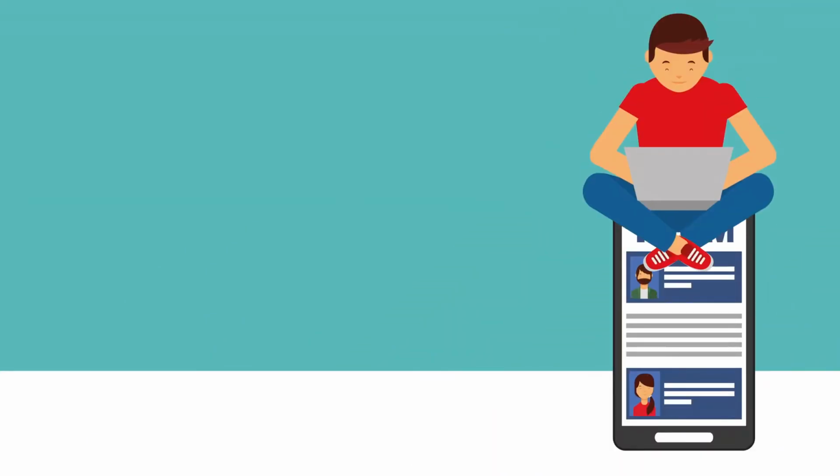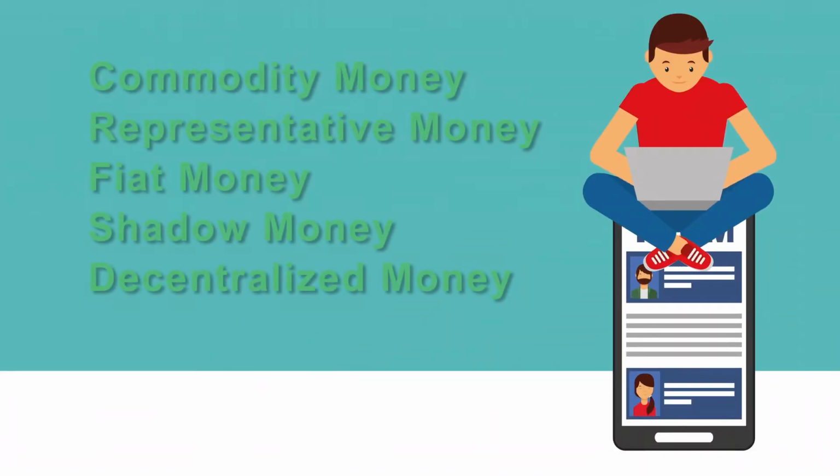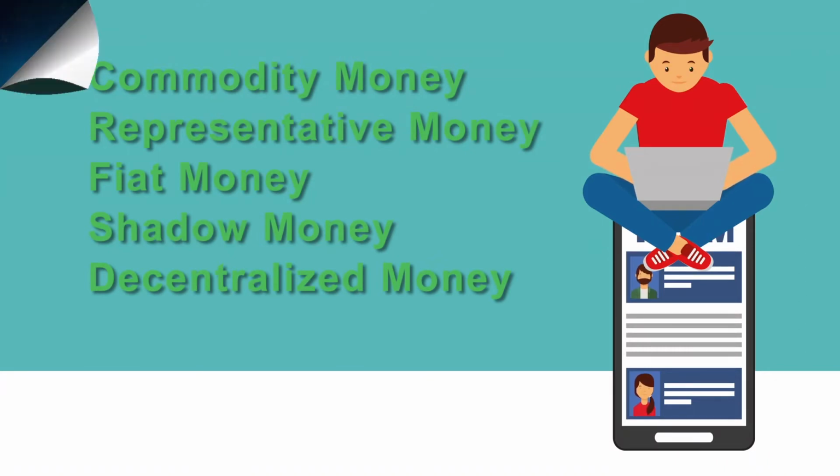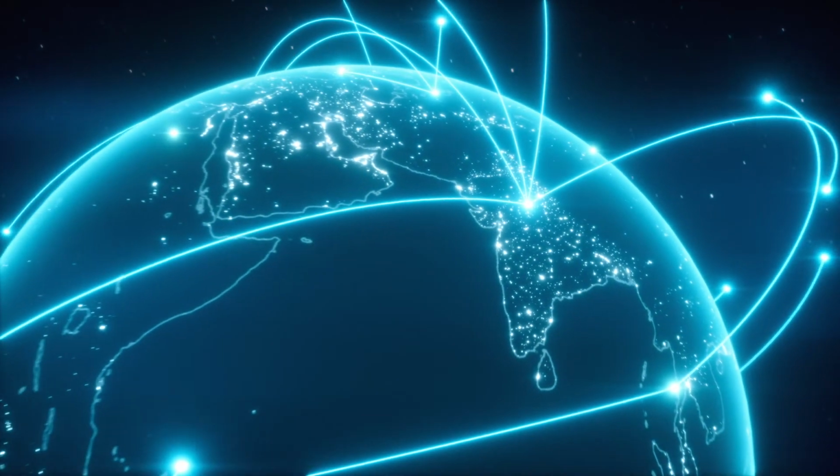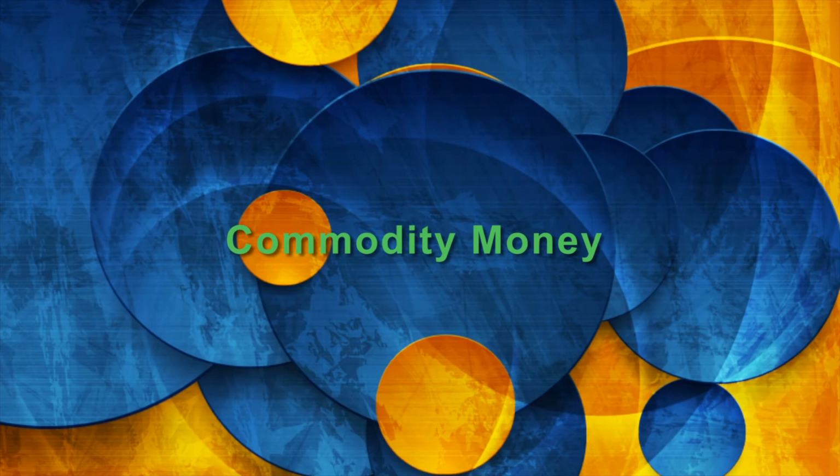The types of money we are going to cover today are commodity money, representative money, fiat money, shadow money, and decentralized money. These types of money are categorized by how dynamic our financial ledger we defined is. Let's start with commodity money.